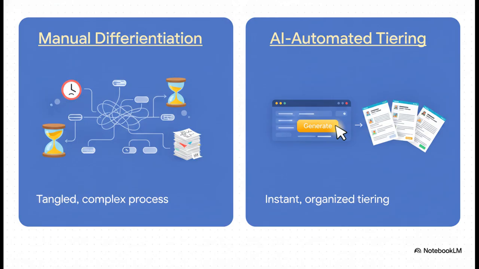When we look at manual differentiation versus AI automated tiering, the difference is night and day. Now, some older tools out there make you generate a base worksheet and then manually tweak it down or up. But true AI automation platforms do this all simultaneously. You literally just input one shared learning objective, and with a single click, the AI generates all 3 tiers. You keep the core curriculum standard exactly the same, but you instantly adjust the access, the complexity, and the cognitive demand. It is a total game changer.